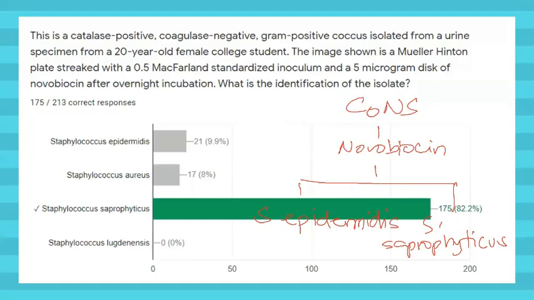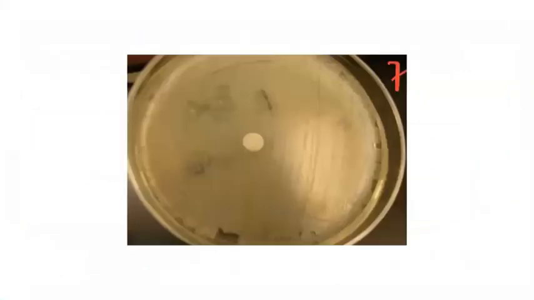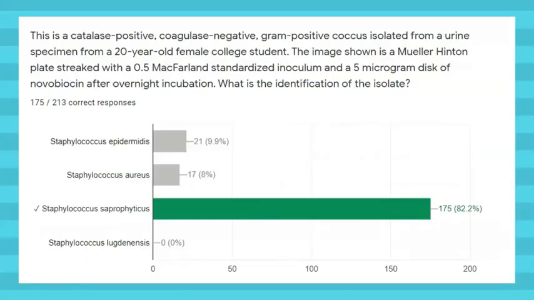Staph epidermidis is susceptible, whereas Staph saprophyticus is resistant to novobiocin, right? In the question, this picture was shown. As you could see, there's actually no zone of inhibition surrounding the antibiotic disc. So this means that the organism is resistant to novobiocin. And as we have mentioned, the coagulase negative staph resistant to novobiocin is Staph saprophyticus. So the correct answer for this question is letter C, Staphylococcus saprophyticus.